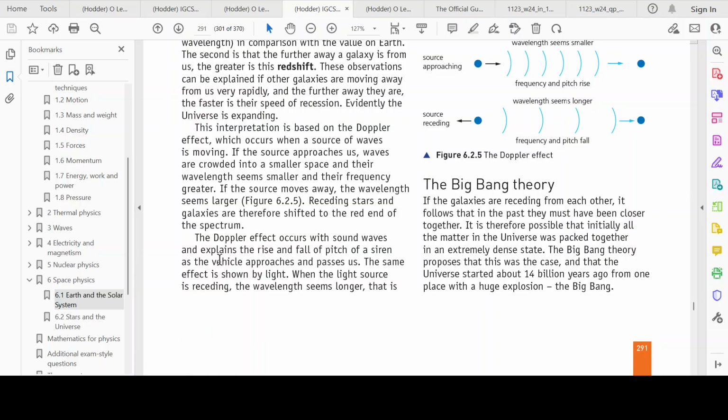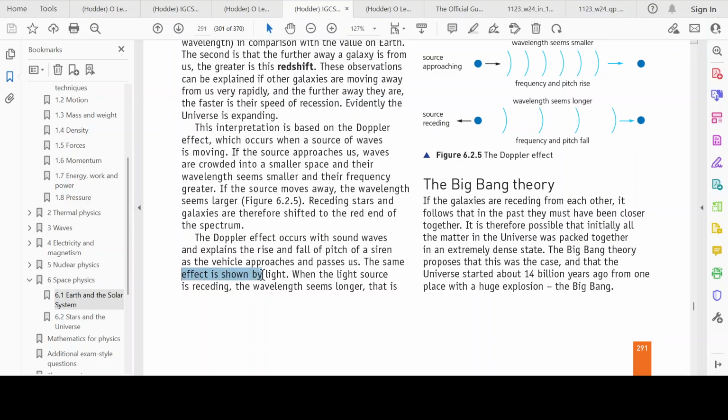The Doppler effect occurs with sound waves and explains the rise and fall of pitch of a siren as the vehicle approaches. If you've experienced that, a police car, an ambulance, or a fire brigade, when it's approaching you and when it's moving away from you, the sound that you hear differs. So it's not just with radiation, it's with sound waves as well. When it's producing sound traveling towards you, and the car is also moving towards you, that is the blue shift, and it sounds louder as it's approaching you. When it starts moving away, the sound is traveling to you, but the car is moving further away, and that's the red shift, so it sounds less loud comparatively. So the pitch rises as it's moving closer, it falls as it moves further away.